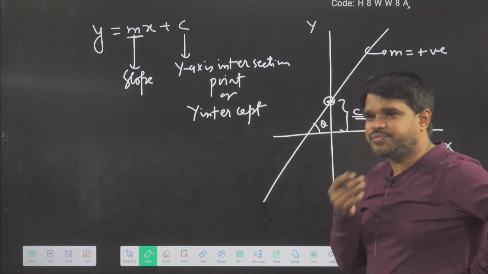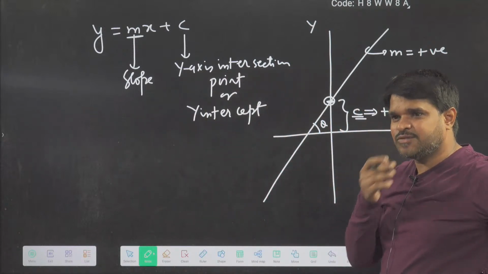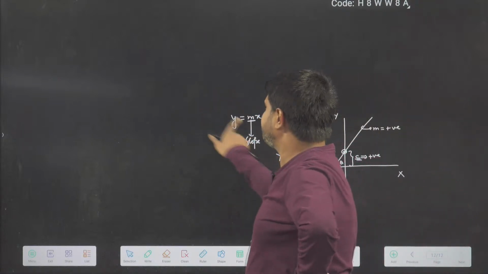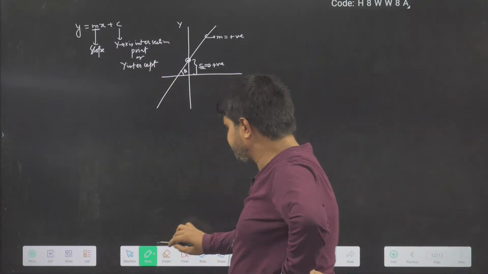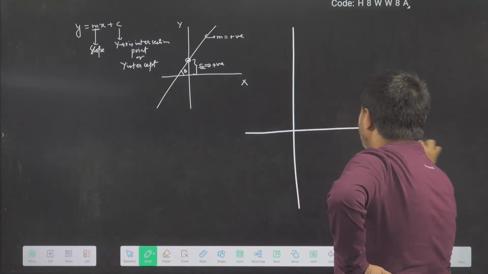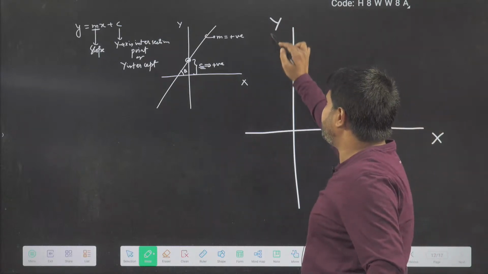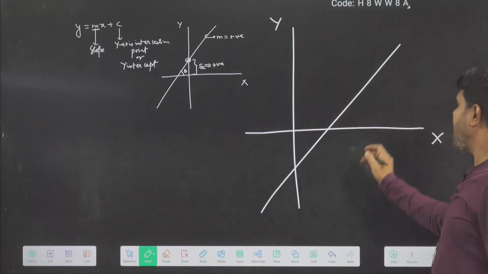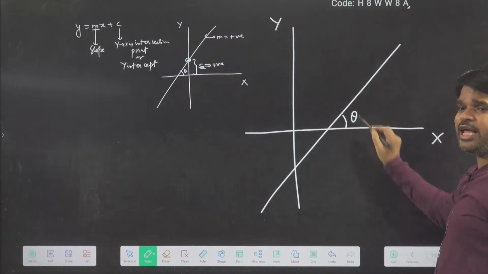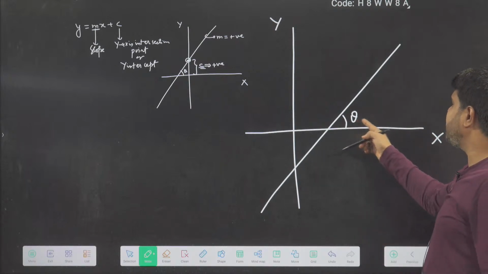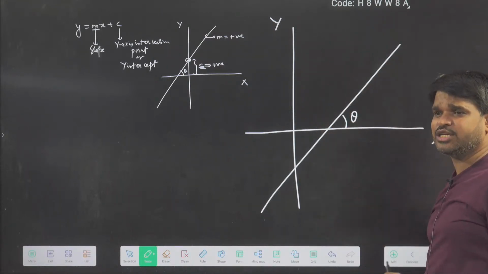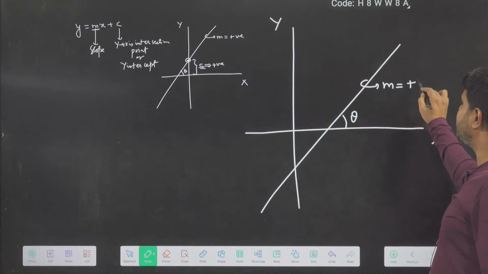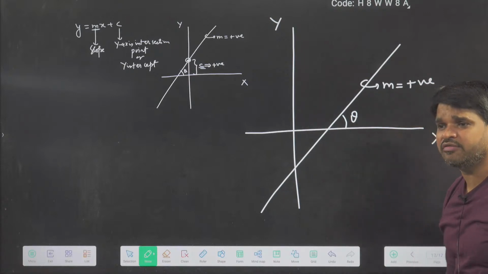This clear? Okay. Now let's go for this case. Simple. X, Y. I draw like this. Angle theta is acute. Angle theta with the x-axis made by the line is what? Acute. So the slope will be what? Positive. The slope will be positive.